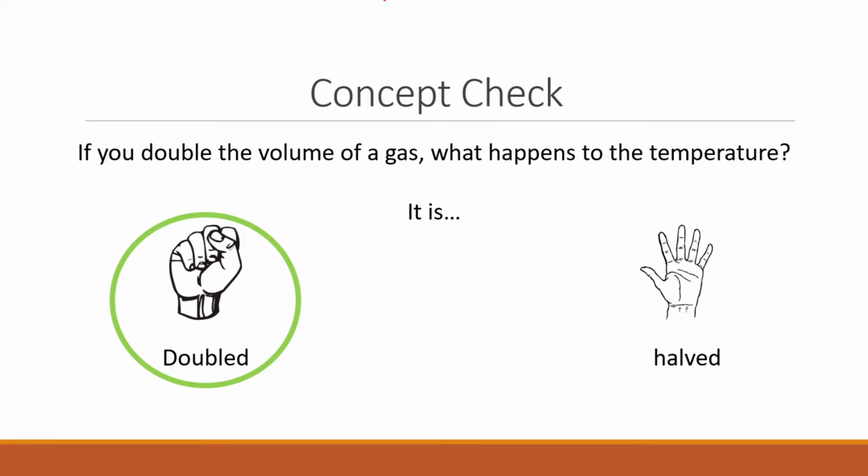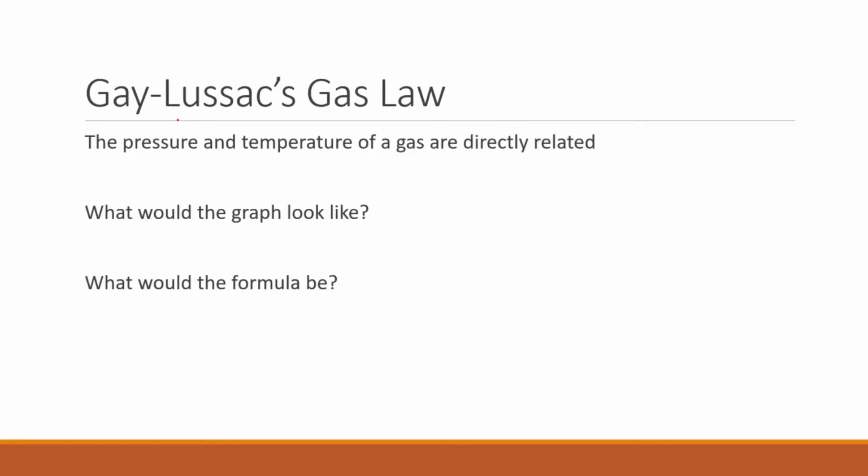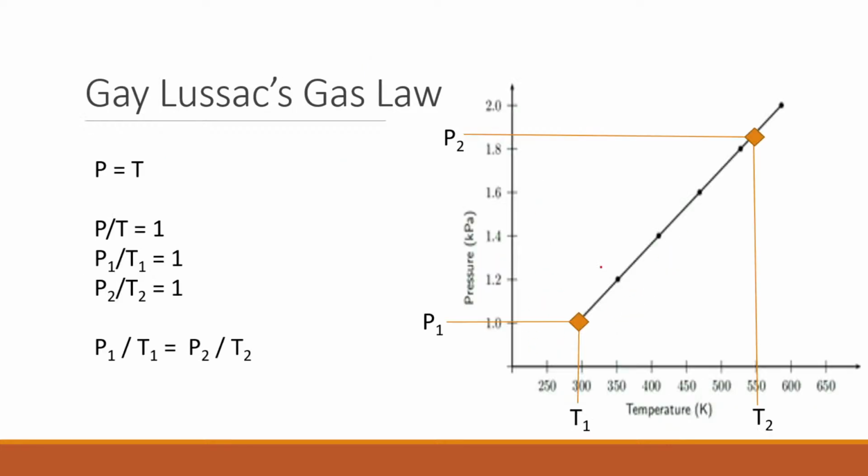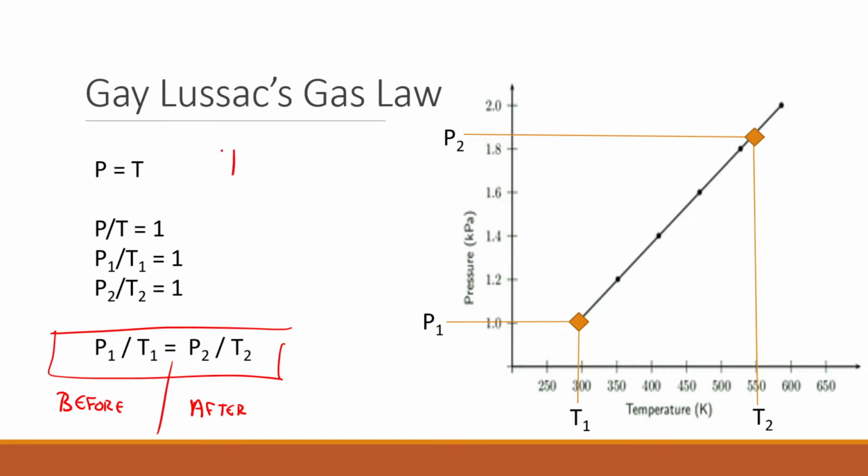Our third pairing is the pairing of pressure and temperature, studied by a French scientist named Lussac. When he studied pressure and temperature, he found that those two things are directly related, similarly to how volume and temperature are related. We get a graph that goes directly up, and a formula that looks very similar to our before and after formula for volume and temperature. Right, we've got pressure over temperature equals pressure over temperature.